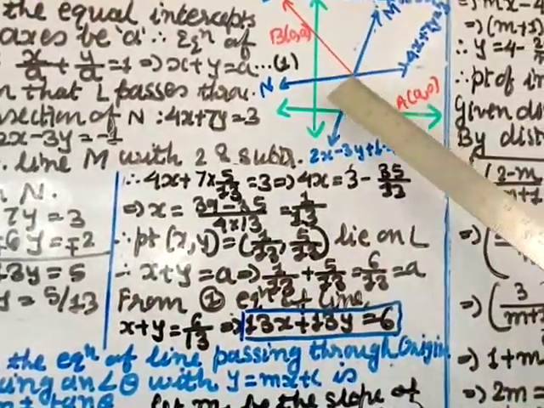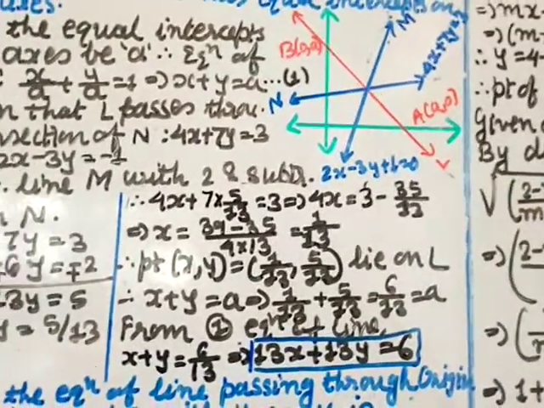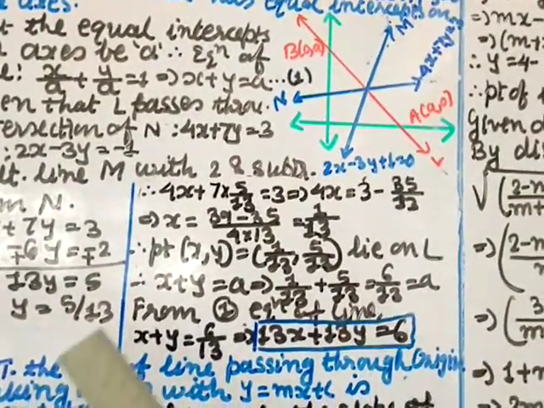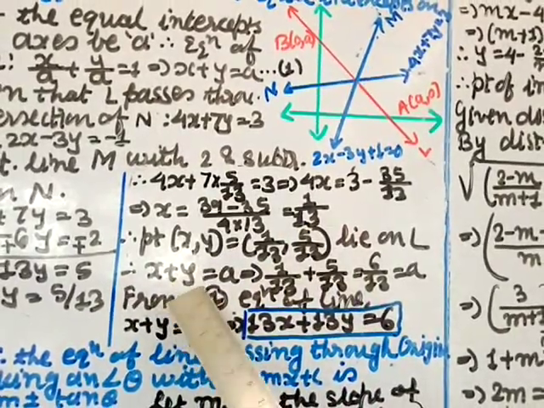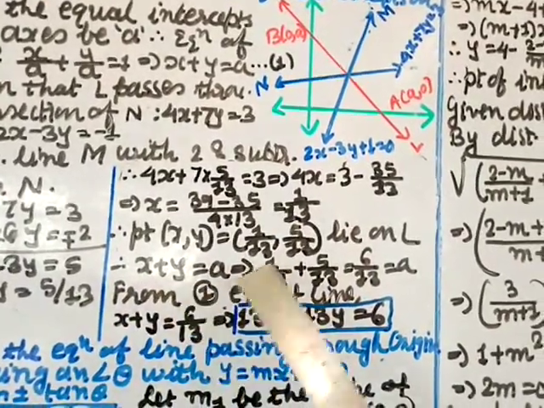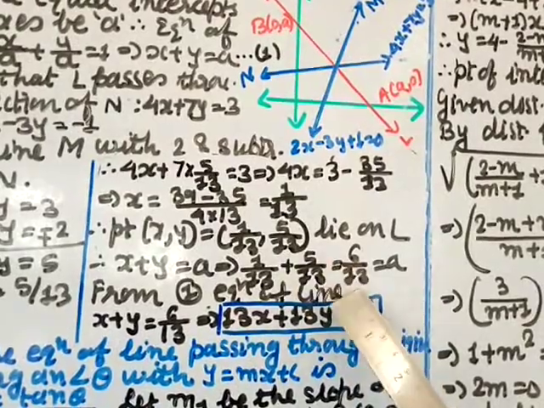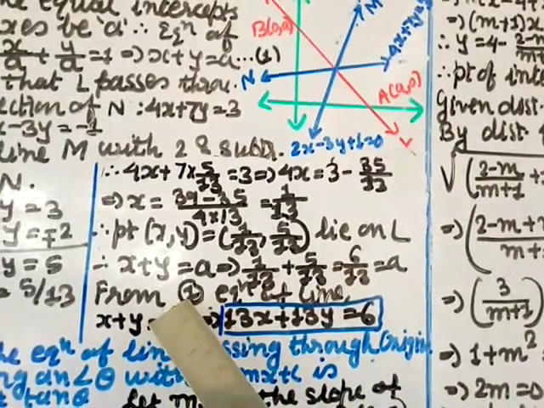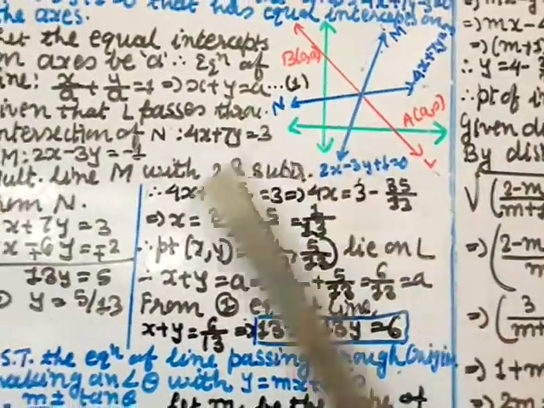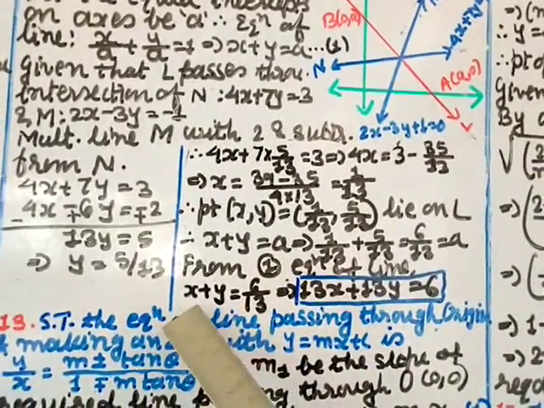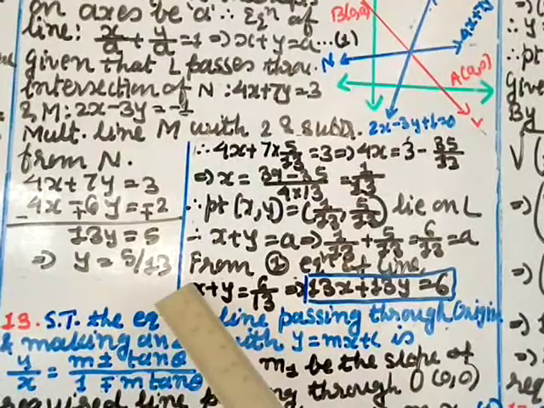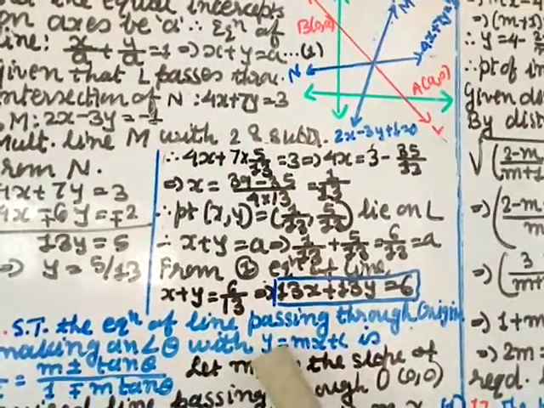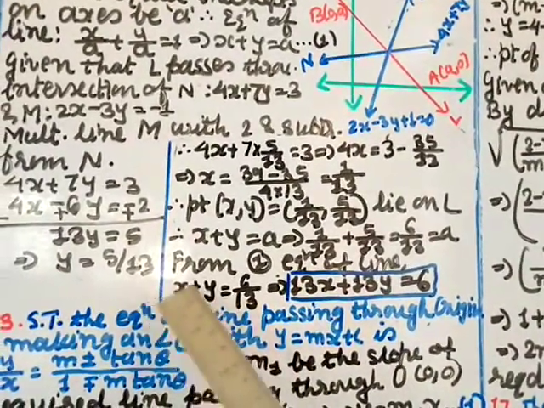Now this point is on the line L. So you can put instead of x 1 by 13 and instead of y 5 by 13. Okay, so I put the value, so we get 1 plus 5 is 6 by 13. That is the value of A. So put this value of A in equation 1, in the equation of the line. So equation of the line, x plus y is equal to 6 by 13. Sorry, there is no need to take LCM, just 13 you transfer here. So 13x plus 13y equal to 6.